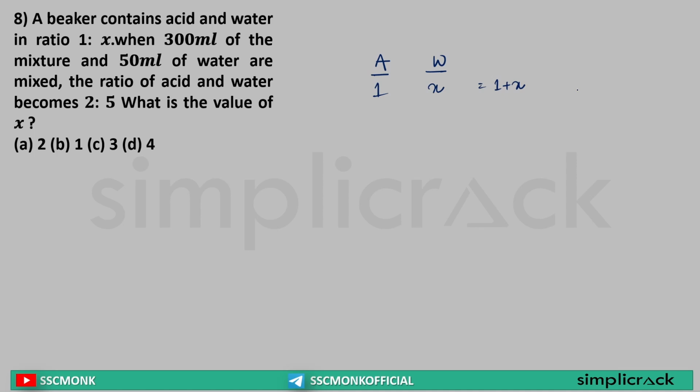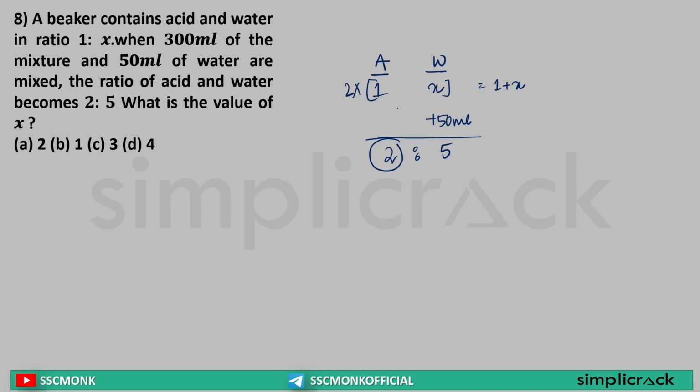So what happened? 300 milliliter of this mixture and 50 milliliter of water was added. So the ratio becomes 3:5. Now in 300 milliliter mixture, 1 and x will be as it is. Yes or no? Yes, sir. That means the amount of acid after addition of water and the amount of acid in the 300 milliliter mixture will be the same. So what I will do, I will make it same.